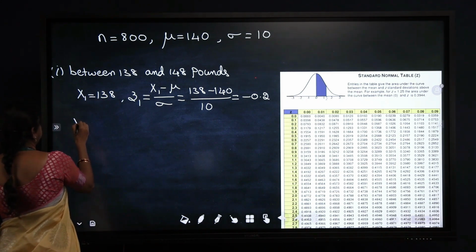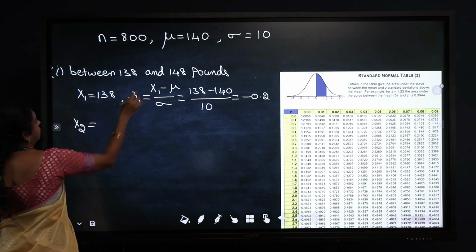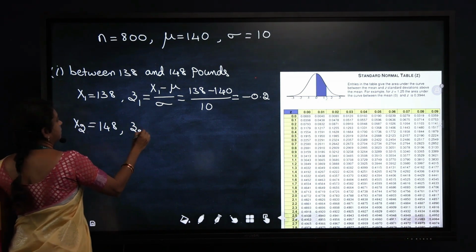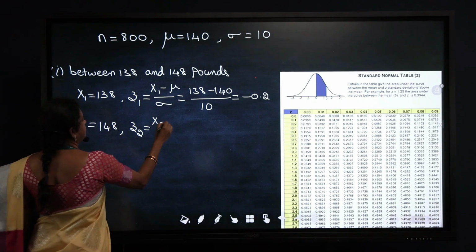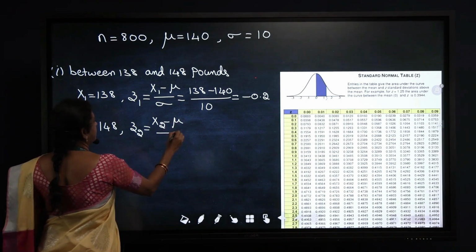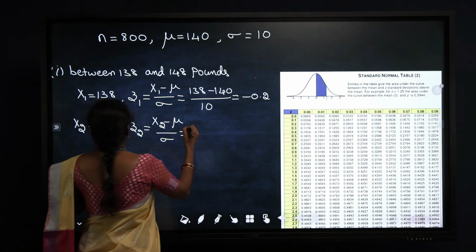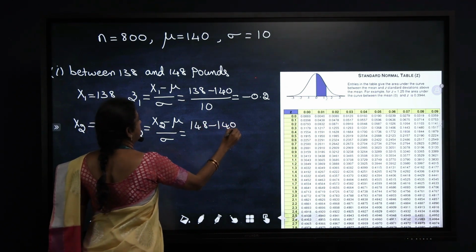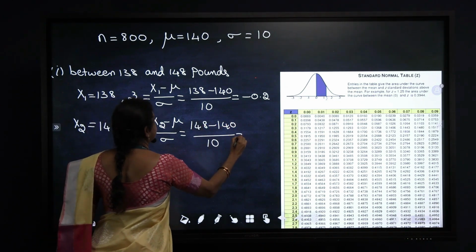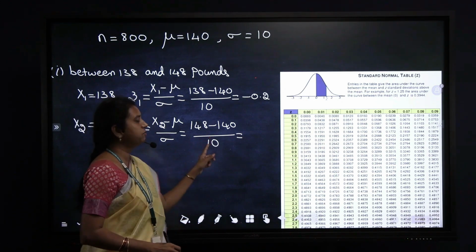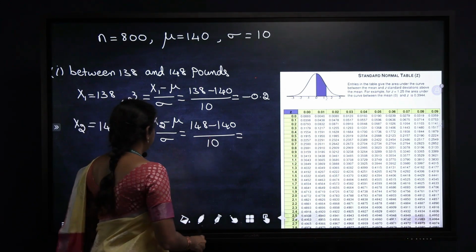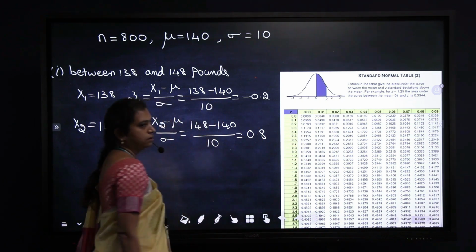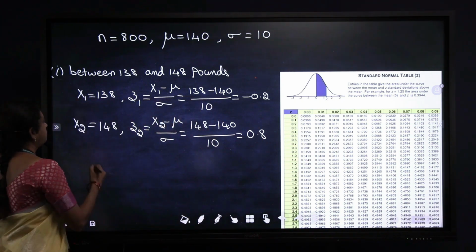Similarly, x2 is equal to 148, so z2 is equal to (x2 minus mu) by sigma, so this will be 148 minus 140 by 10, and this will be equal to what? 148 minus 140 is 8, by 10, which will be equal to 0.8, right? So first we'll find out the probability value.